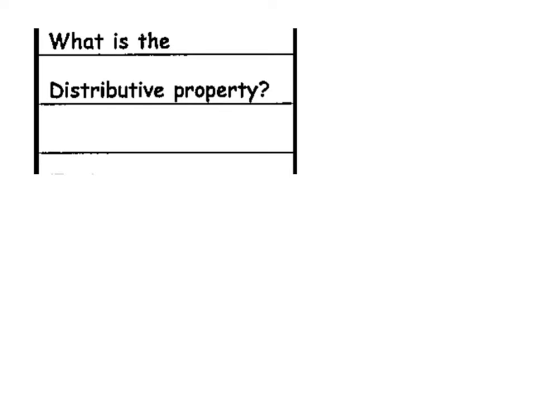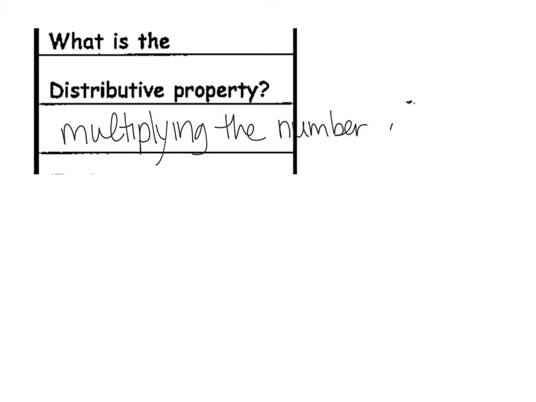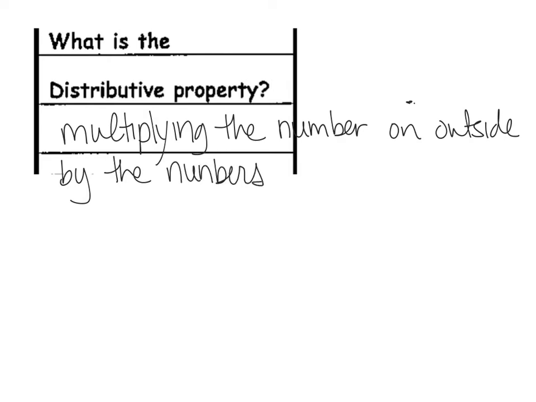So the distributive property is multiplying, so you guys can see my words that I'm writing, multiplying the number on the outside by the numbers inside the parentheses. Oh, and I wrote an N with an M. Numbers inside the parentheses. So you might have to write small. I don't know if there's enough space.